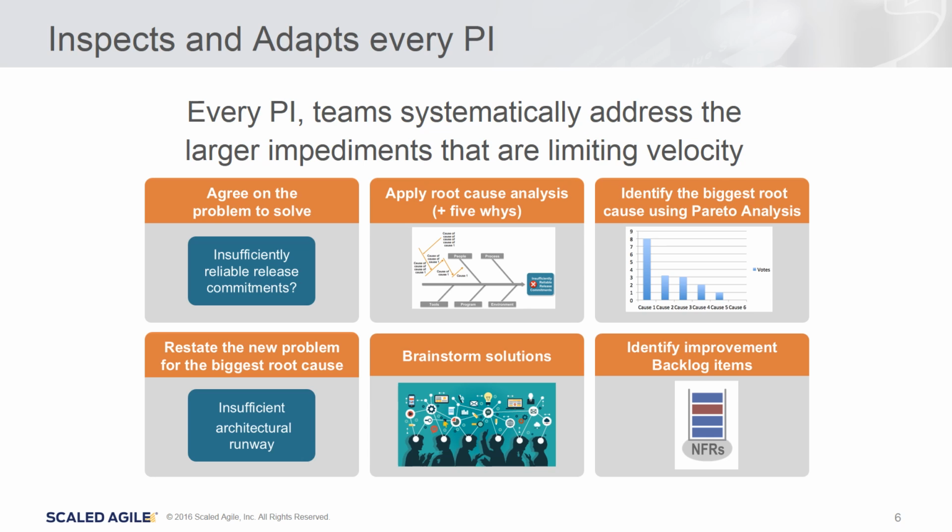But the most important step is step 6. You create backlog items and improvement stories to take into PI planning. That way, you can implement these improvements and see the benefits in velocity and productivity that those process improvements or program improvements help you achieve.